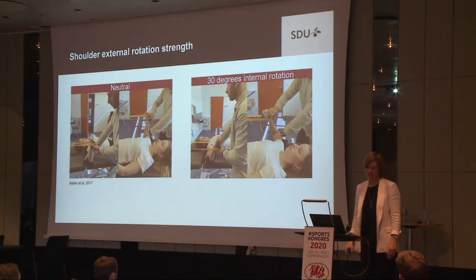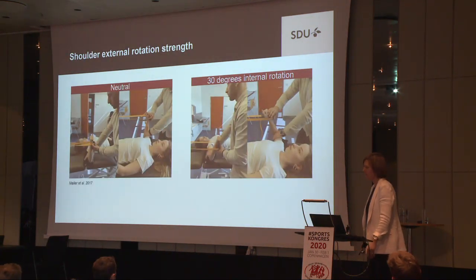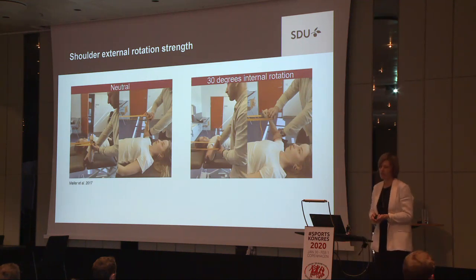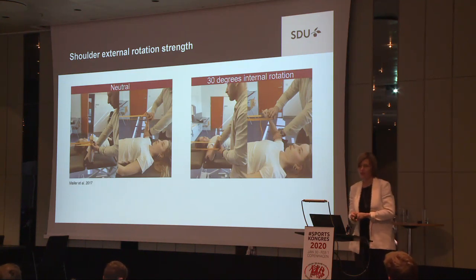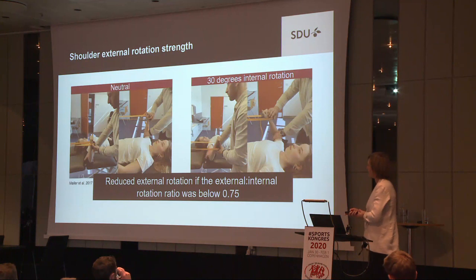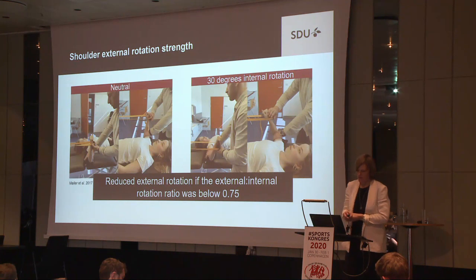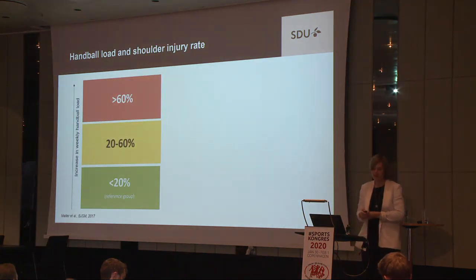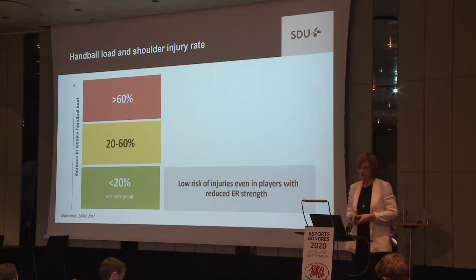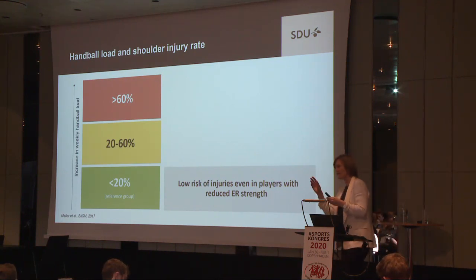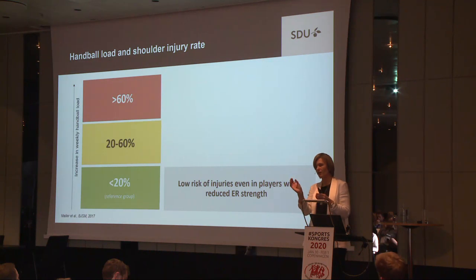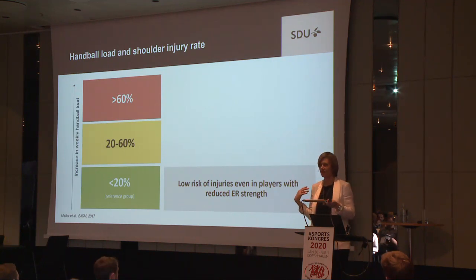Now, as a moderating factor, we have an example where we included the shoulder external rotation strength, and we measured that in neutral and in 30 degrees internal rotation. And we defined reduced external rotation strength when they had an external-internal ratio below 0.75. So just to sum up our main findings, we actually found that as long as the player didn't increase the weekly handball playing load above 20%, they had a low increase of shoulder injury, no matter how weak they were in the external rotations.